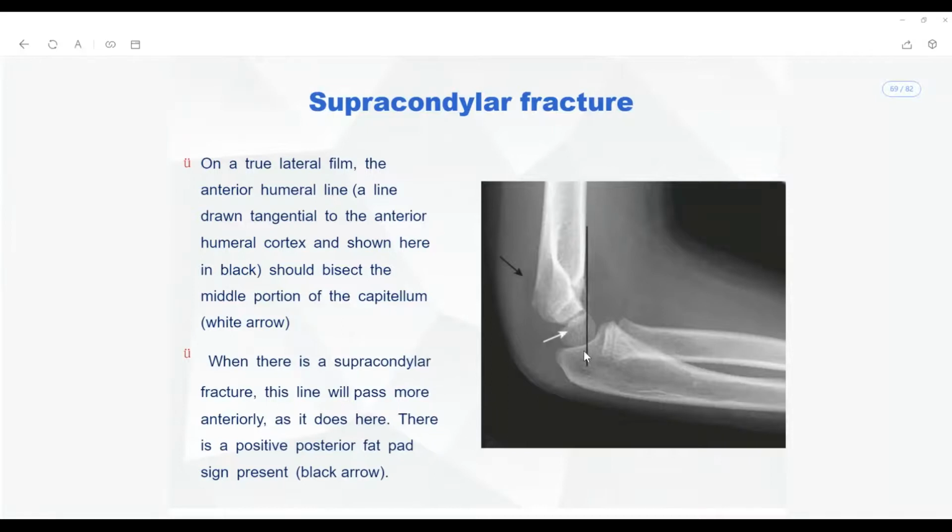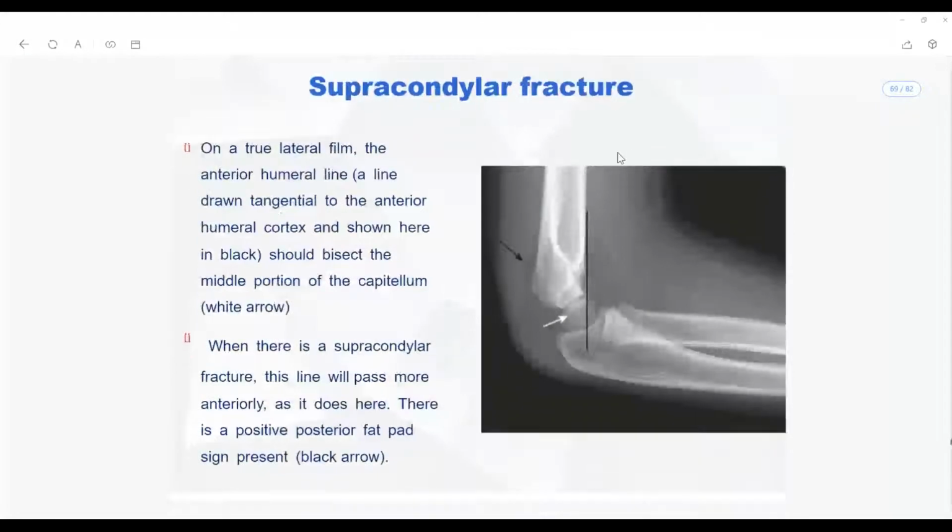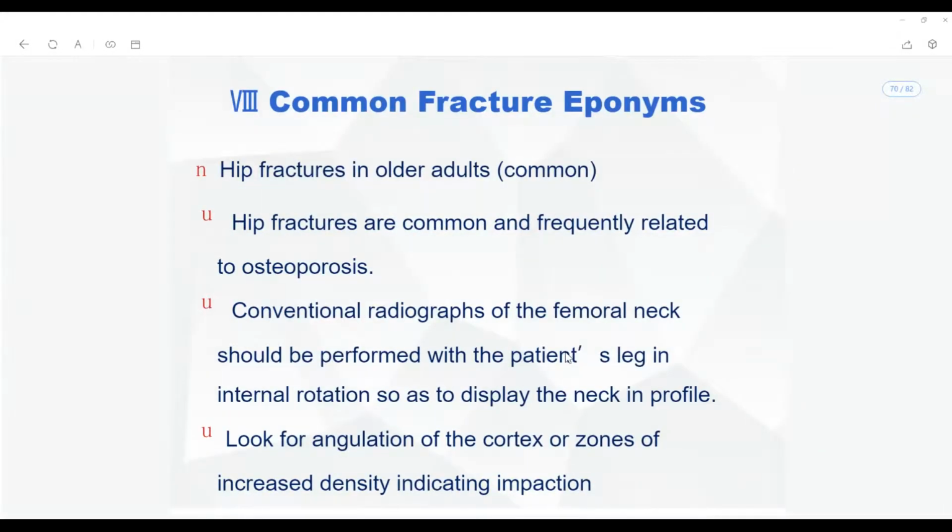Okay, radial nerve injury can also happen in supracondylar fractures. That is what you should remember here. Okay, next, the most important thing we are talking about, the last part here, is the hip fractures.